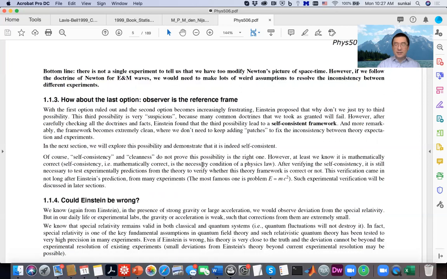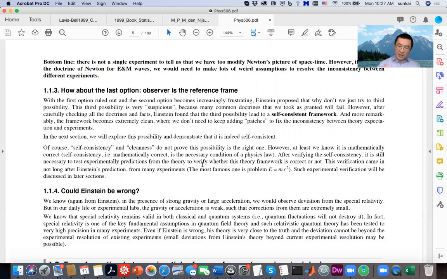But before we know Einstein is right, let me first explain the correct procedure for a theoretical study of this type. For a theoretical study, after you make an assumption, like what Einstein made, the first step is to check the so-called self-consistency check. Einstein said, let's assume the speed of light is relative to the observer. Then we need to start from this assumption and derive all the consequences, and then show that these consequences don't contradict one another.